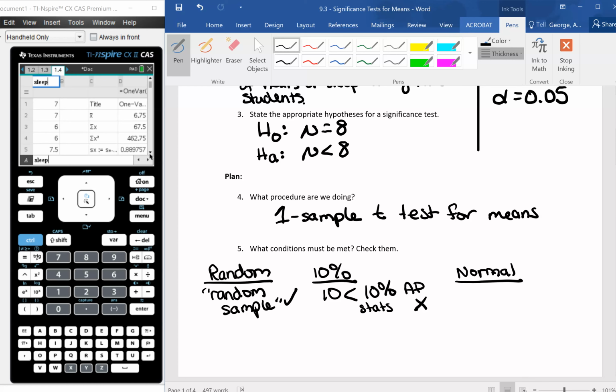Second, we would check for the central limit theorem, meaning our sample has to be 30 or larger. It's not. It's 10, so that's not enough. So our third option is to go look at the graph.